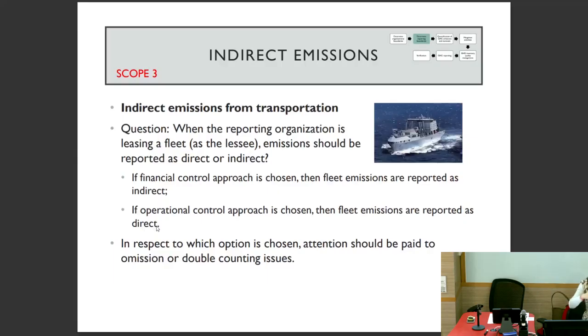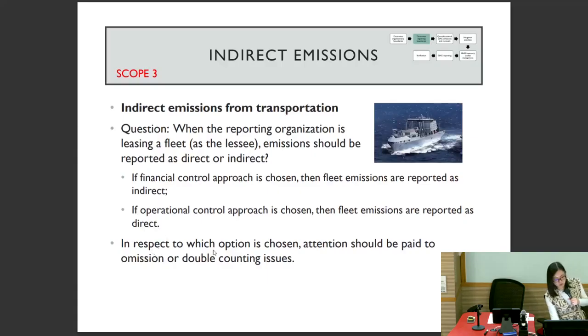If that emission source is within the organizational boundary, maybe by equity share or by controlled approach, then it should be counted under scope 1, direct emissions. If it is outside, but due to the activities of your organization, then it would be scope 3.